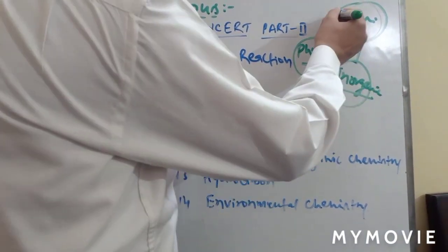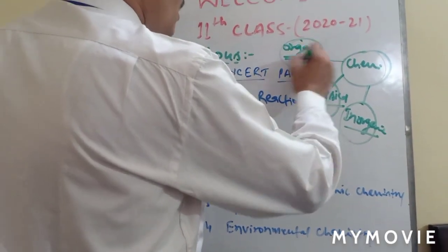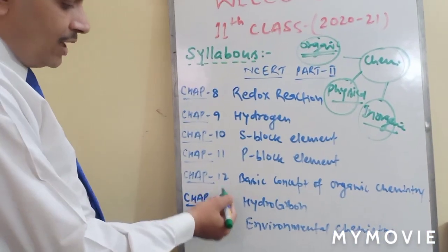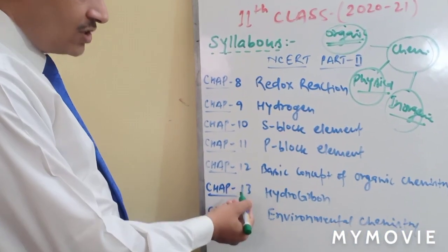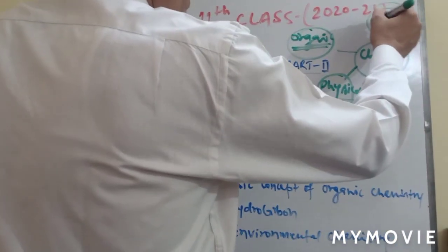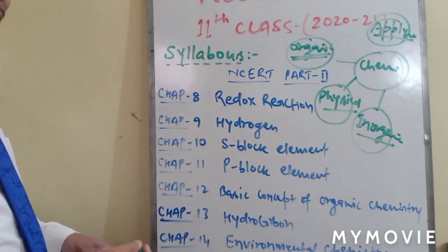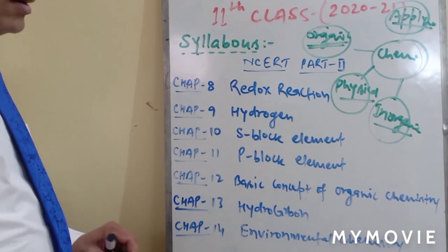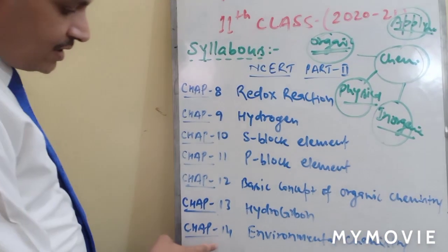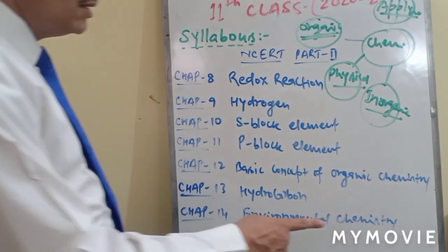Now, what about organic? Next one is organic. Organic means study of the carbon and its compounds. The chapter number 12 and 13, these are the organic chemistry. And last and fourth segment of the chemistry, that is applied chemistry. Applied chemistry is how chemistry is applicable in daily life. The one chapter included in that particular part in the 11th class is environmental chemistry.